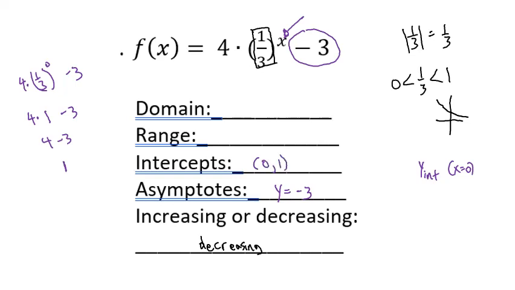What about our range? Remember that our range is connected with our asymptote. So whatever our asymptote is, that represents the lowest value that it's going to approach. So our range is from -3 to positive infinity. And just as before, for all exponential functions, our domain will go from negative infinity to positive infinity.